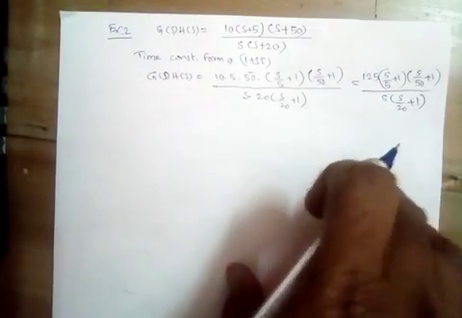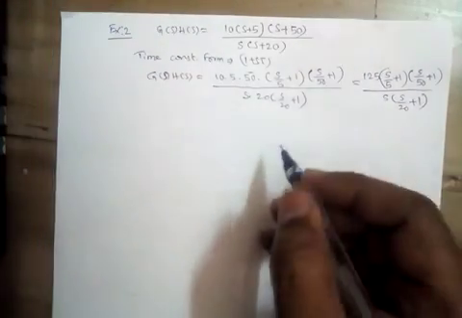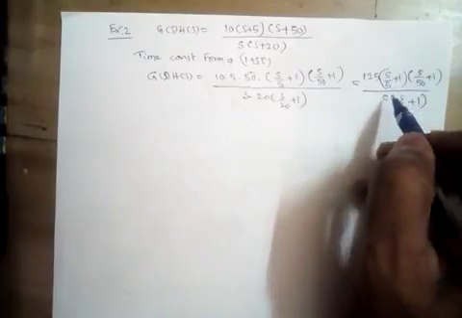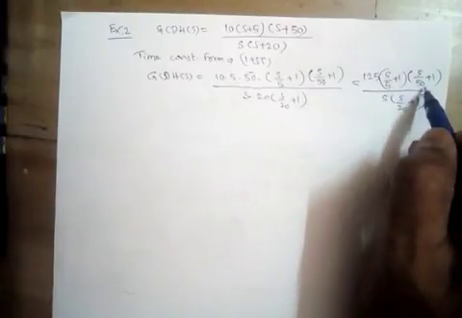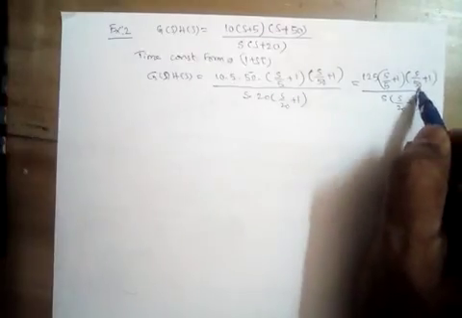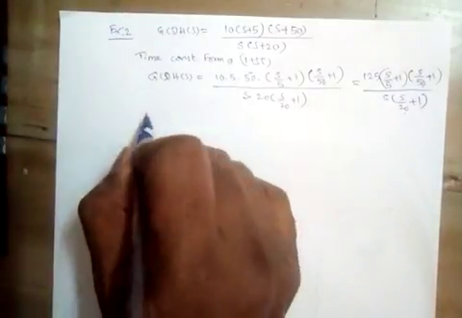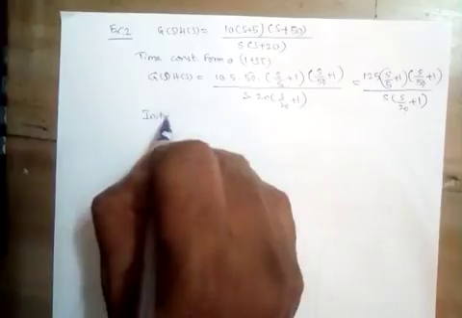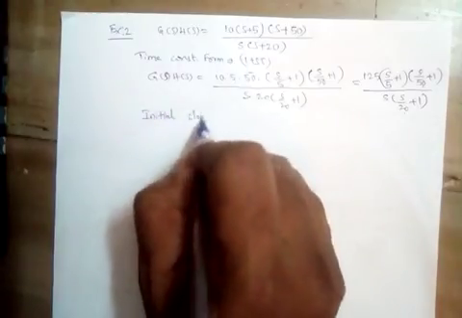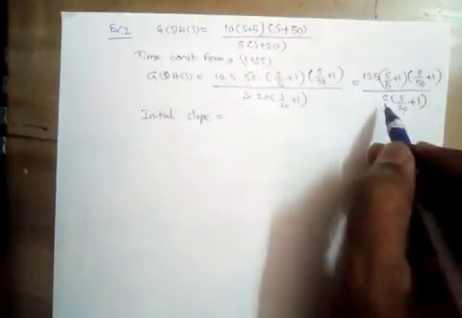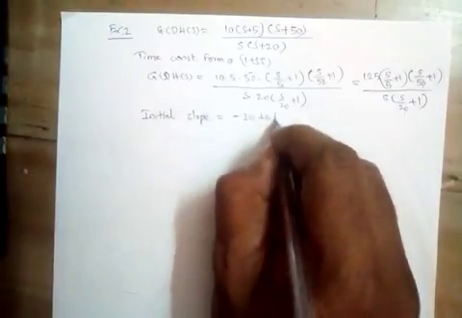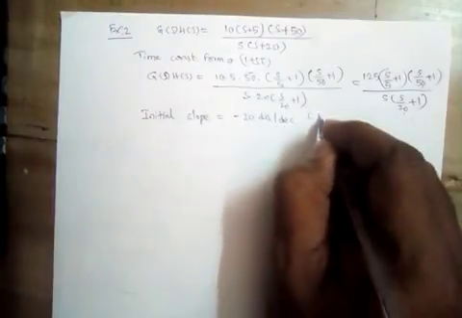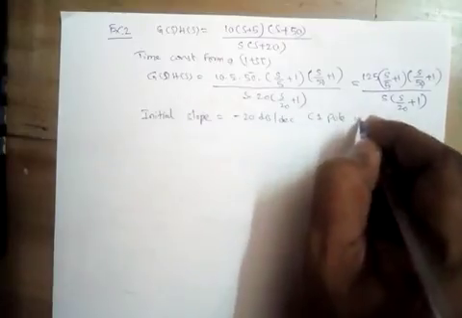So the advantage of converting into time constant form is we can directly have the corner frequencies. Here the first corner frequency exists at omega equal to 5, the second one is at omega equal to 20, and the third one is at omega equal to 50. The next step is we need to calculate the initial slope. Since one pole is existing at the origin, the initial slope will be minus 20 dB per decade, because one pole is at the origin.